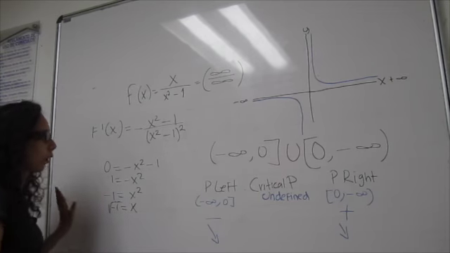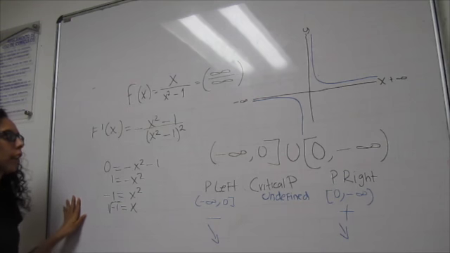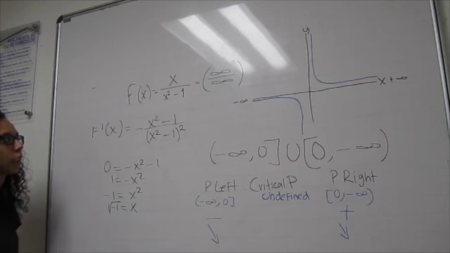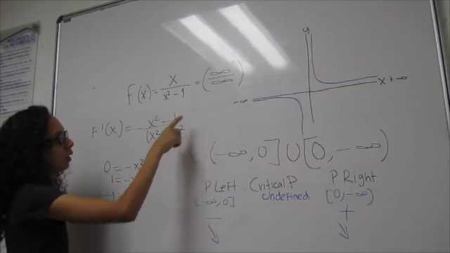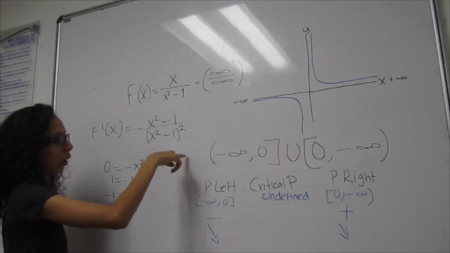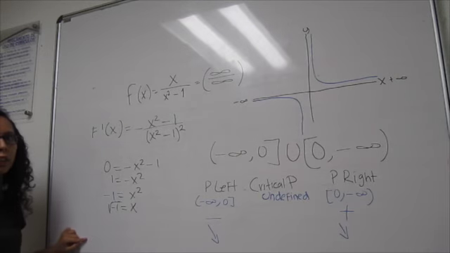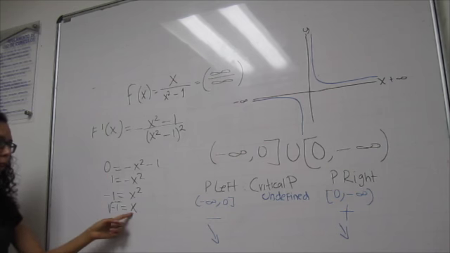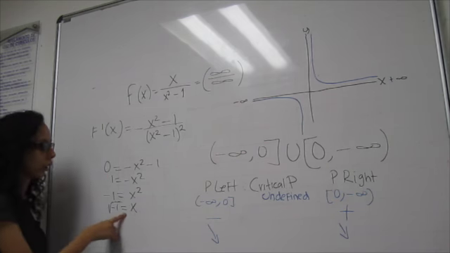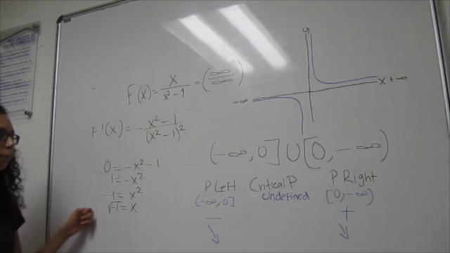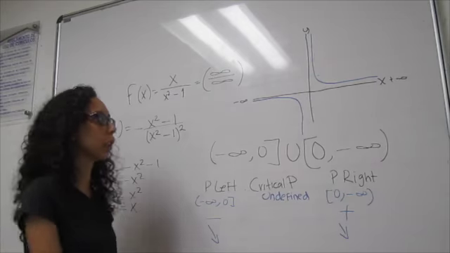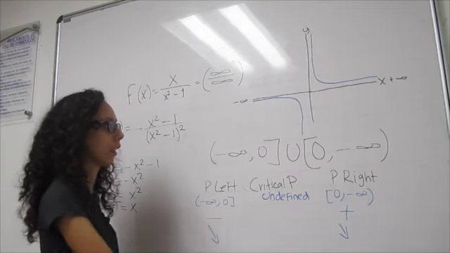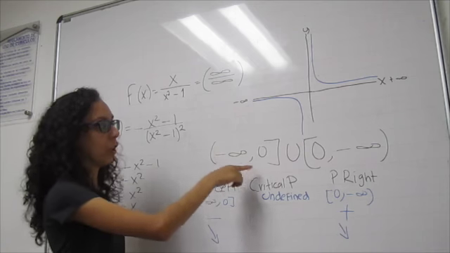Now we will do the first derivative test. As we know from previous steps, the derivative of our function is minus x squared minus 1 over (x squared minus 1) all squared. The first step for the first derivative test is to make the derivative 0 and solve for x. So in this case, we follow the procedure, and x equals the square root of -1. And we know that this is undefined.